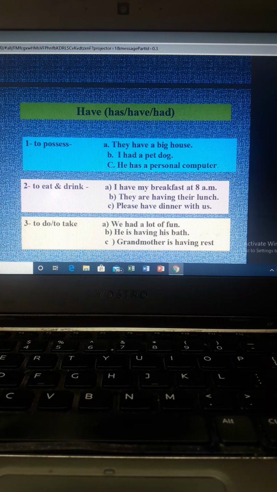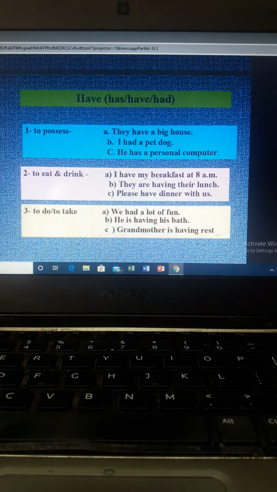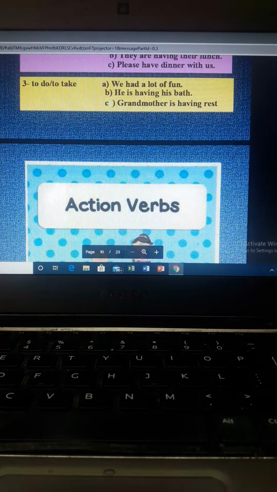Then, we had a lot of fun. This is to do an action. He is having his bath. Some action is going to be done, right? So this is how the verb is being used.